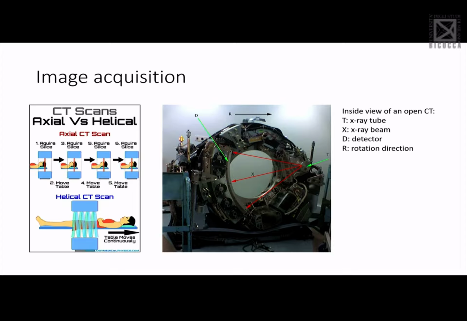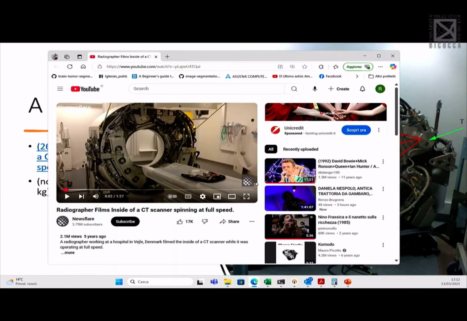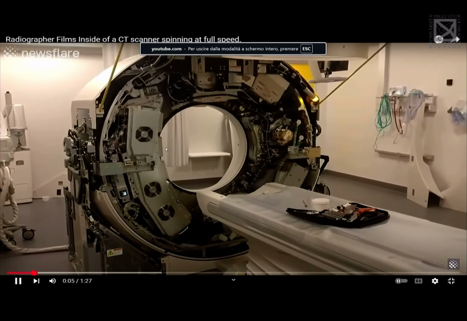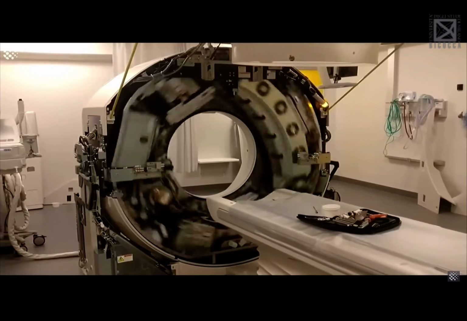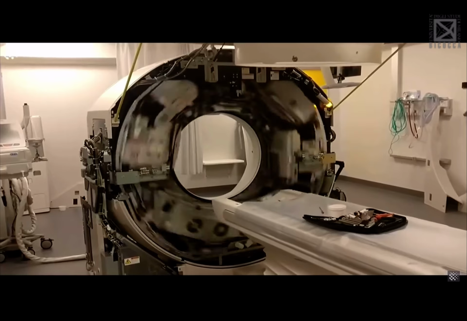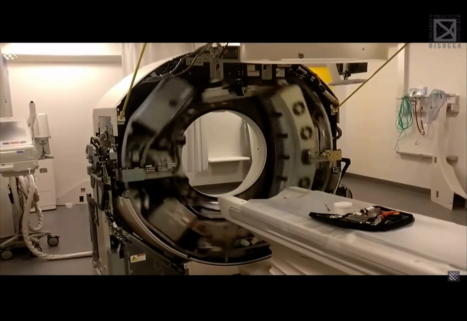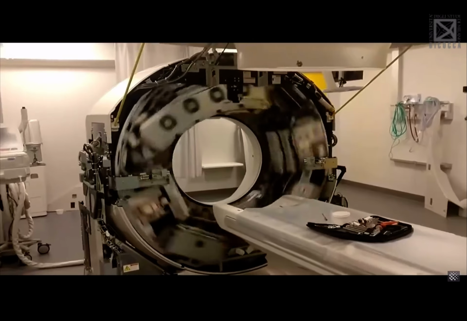So even going from 2 rotations per second to 3, it's really complicated. Indeed, here you can see an open CT scanner which rotates at clinical speed. And it should be accelerating a bit, but at acquisition speed, it's extremely fast.